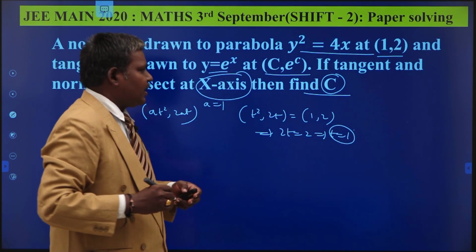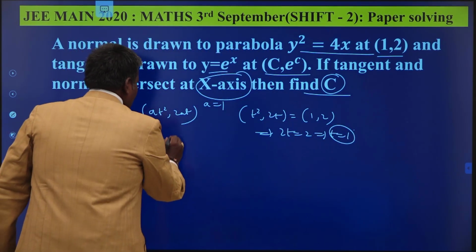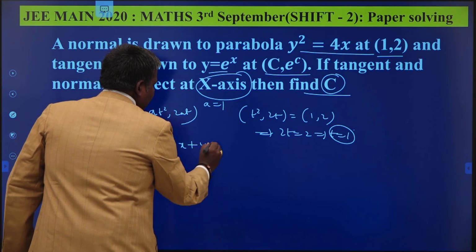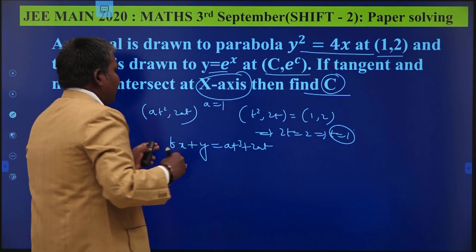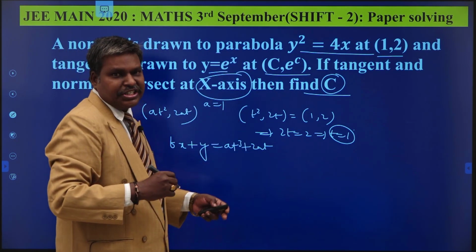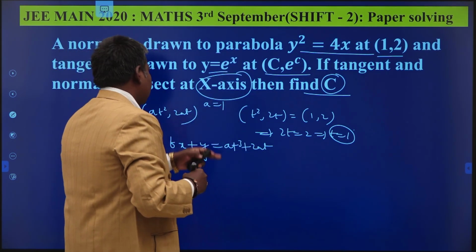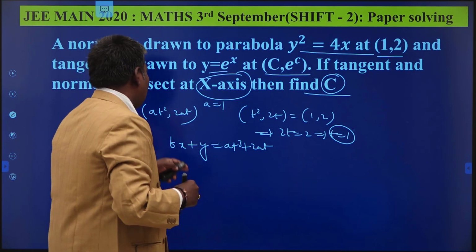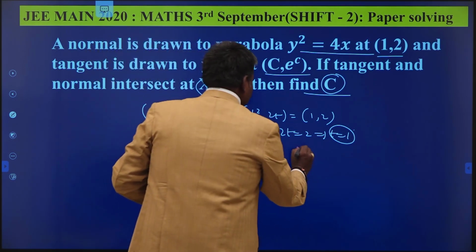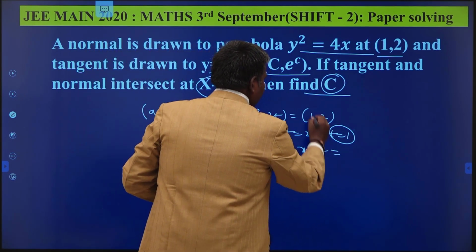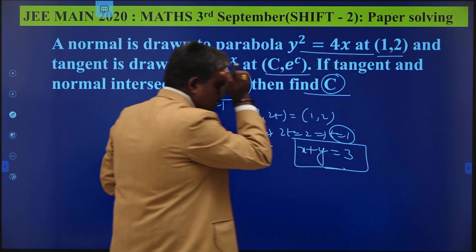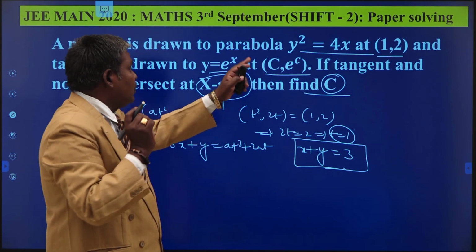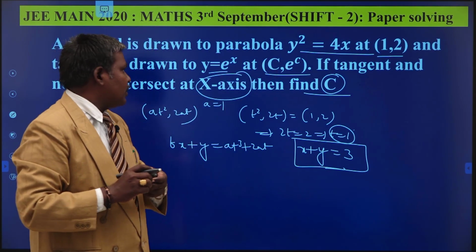At t equal to 1, the equation of normal is what? Normal at t is tx plus y is equal to at cube plus 2at. Or you may write the equation of normal by differentiation itself, but we are using the formulas related to the parabola. Just substitute the point, we get 3. So x plus y is equal to 3 is the normal to the curve at the point (1, 2).